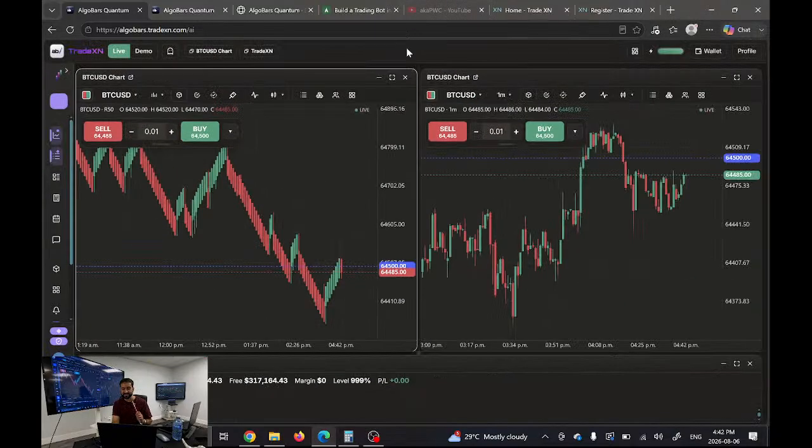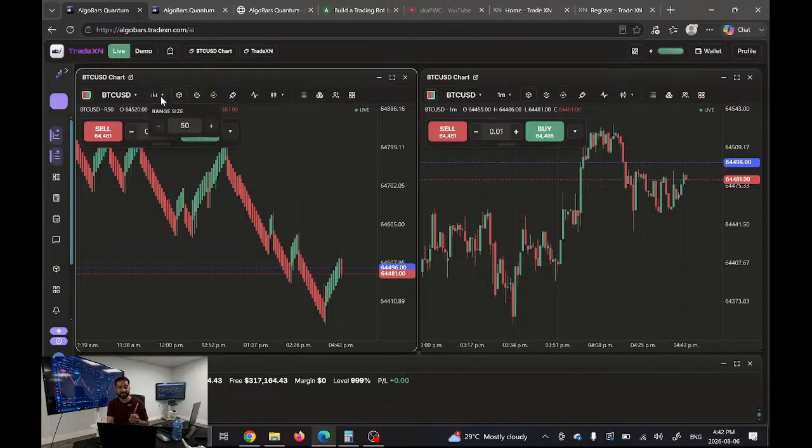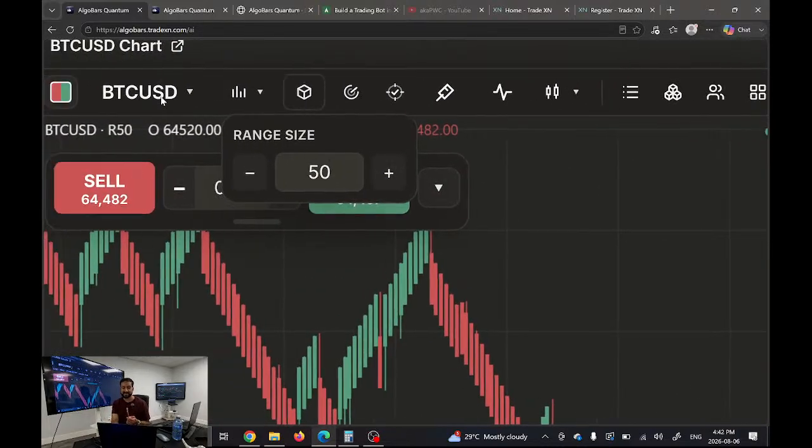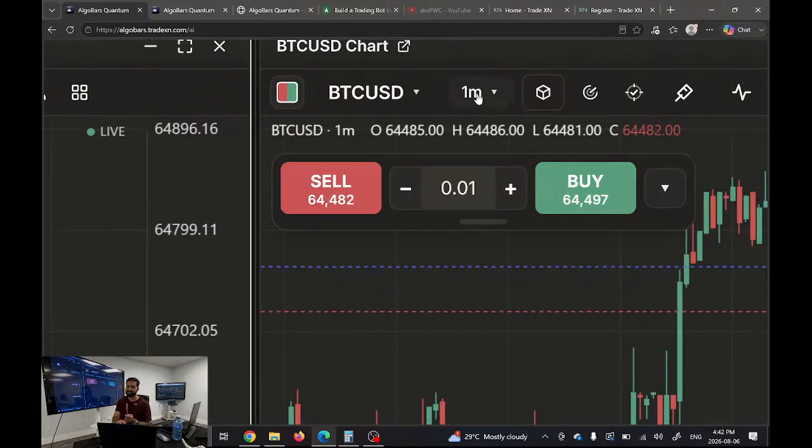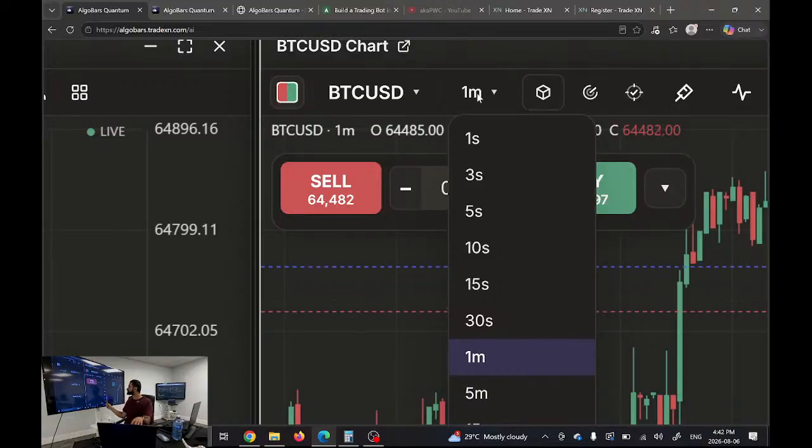Now, the difference between the time-based candles and the range bars is that time-based candles are based on time. The range bars are only based on price. There's no time frame, okay? There's no 1 minute, 5 minute, 15 minute, nothing like that on the range bars. This is what brings us to what is the range. Right here, when you're on the time-based candles and you click this, it tells you the times, like 1 second, 3 seconds.